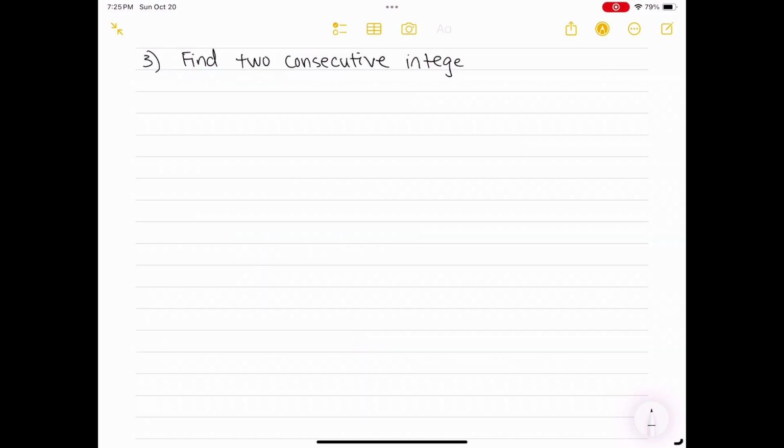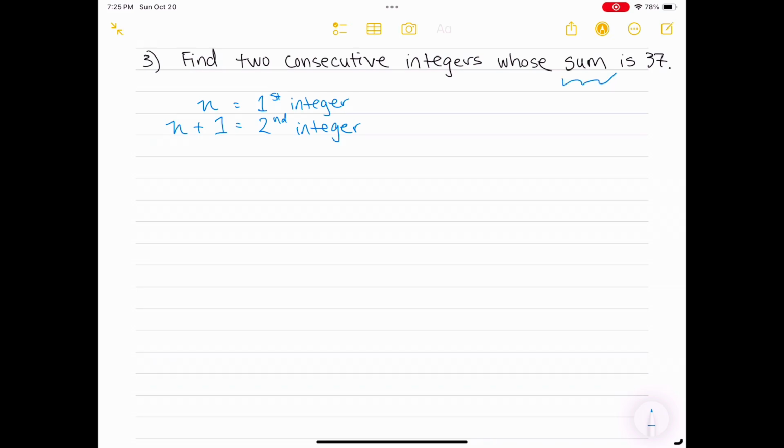Example 3. Find two consecutive integers whose sum is 37. So on the top, I will write n equals the first integer, and then n plus 1 will be the next consecutive integer. And since we are looking for their sum, that means we need to add both these integers together. So that would be n plus n plus 1, and their sum is 37. We write that as n plus n plus 1 equals 37.